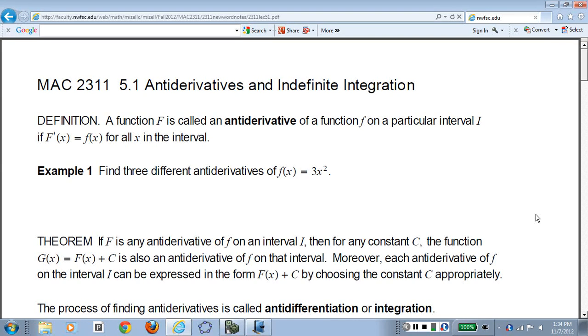So, definition. A function F is called an antiderivative of a function f on an interval I if you take the derivative of big F, that antiderivative, and it equals f of x for all x in the interval. So an antiderivative is a function whose derivative equals the function that it's an antiderivative of, for all values of x in that interval. So can you think of one antiderivative of 3x squared? Some function you can take the derivative of and get 3x squared.